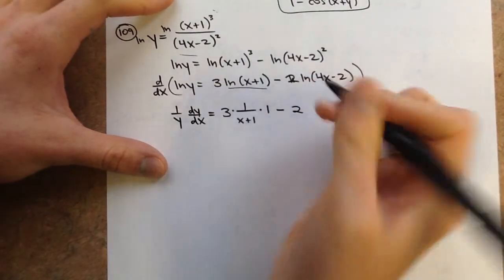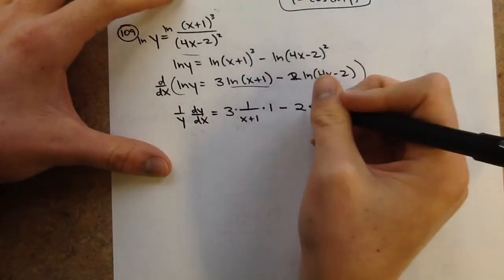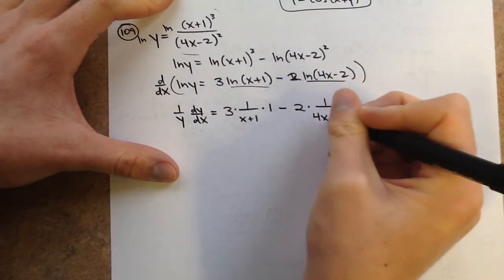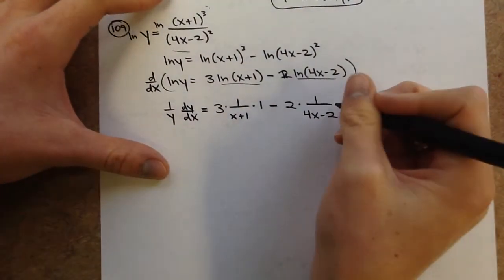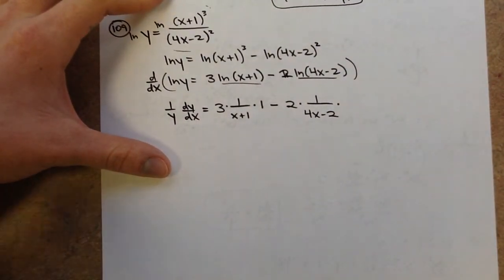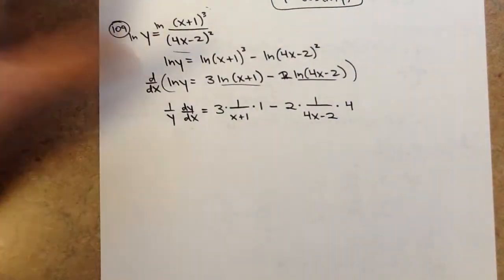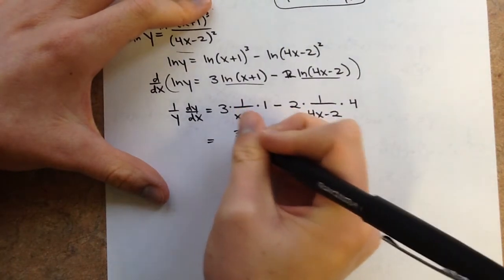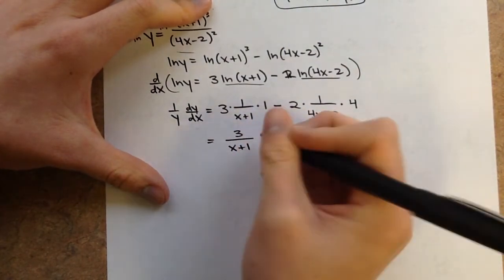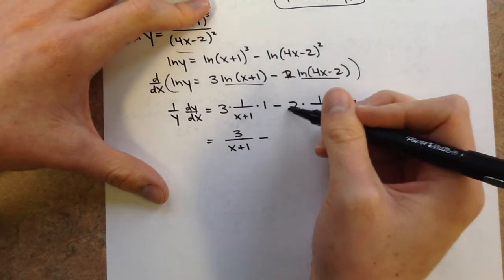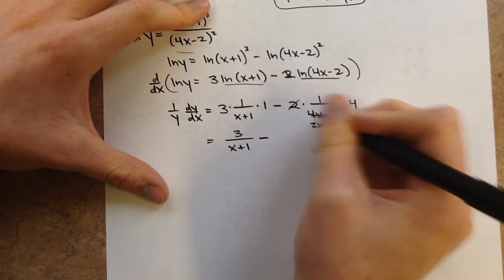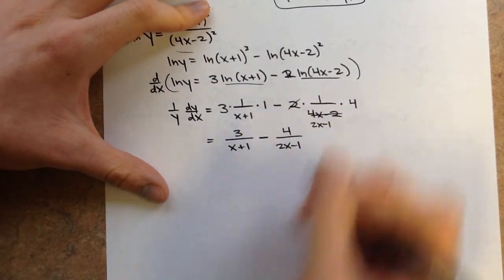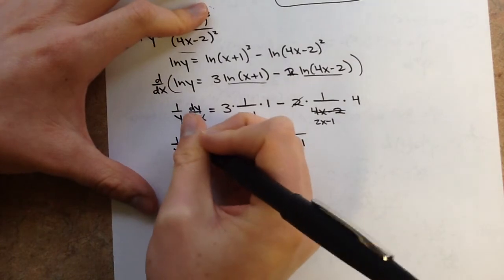Then minus, constant multiple rule leaves the 2 right where it is, and then times the derivative of natural log, which is 1 over whatever my nested function is, and then I multiply by the derivative of my nested function. And the derivative of 4x minus 2, since it's linear, is going to be just a 4. So let's clean up the right-hand side. So the 3, the 1, they come into the numerator. Minus, okay, so now here, the 2 can reduce this down to a 2x minus 1. And then I put 4 in the numerator. Okay, now 1 over y.